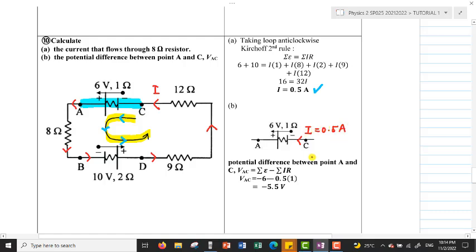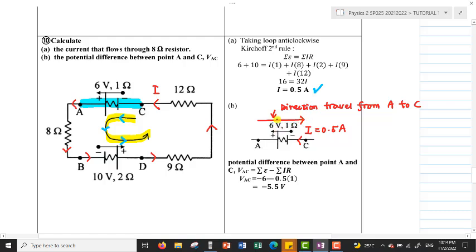0.5 ampere. So let's say I'm going to travel from point A towards point C. So this is the direction we travel from point A to point C. The potential difference between point A and point C, VAC, will be the summation of EMF in between the 2 points minus the summation of the product of current and resistance in between the 2 points.